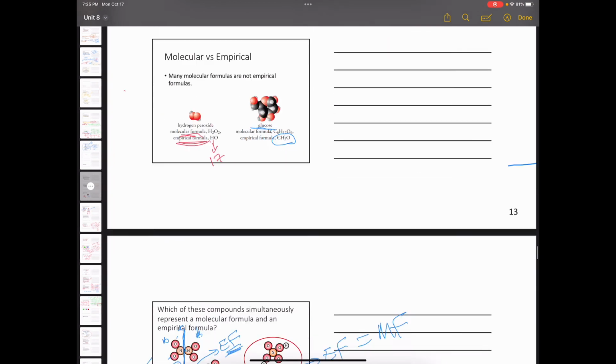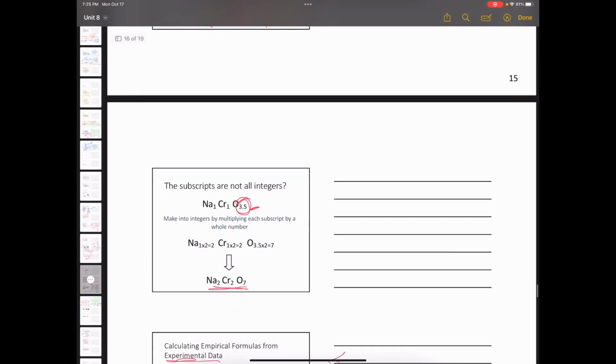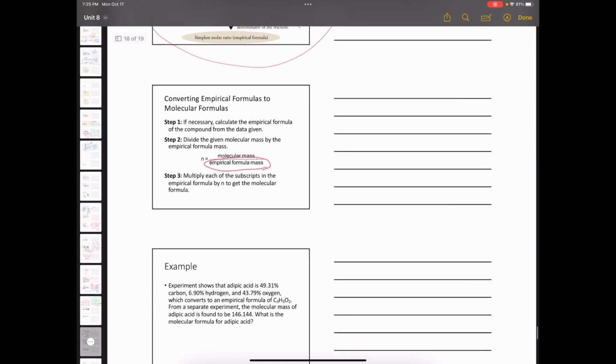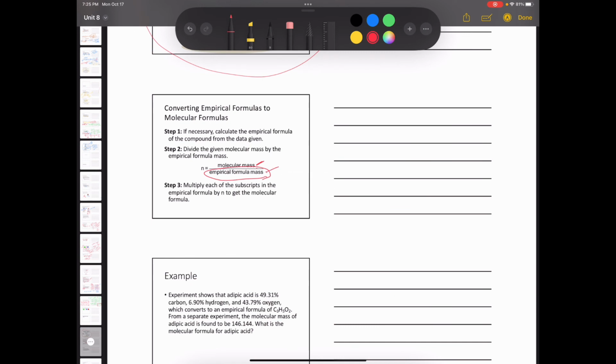So between these two calculations, the empirical formula mass and the molecular formula mass, we can actually figure out the molecular formula from the empirical formula, okay? By dividing the molecular mass by the empirical formula mass, you'll get a number, we call that n, and you multiply our empirical formula by this factor. Let's do an example, okay?